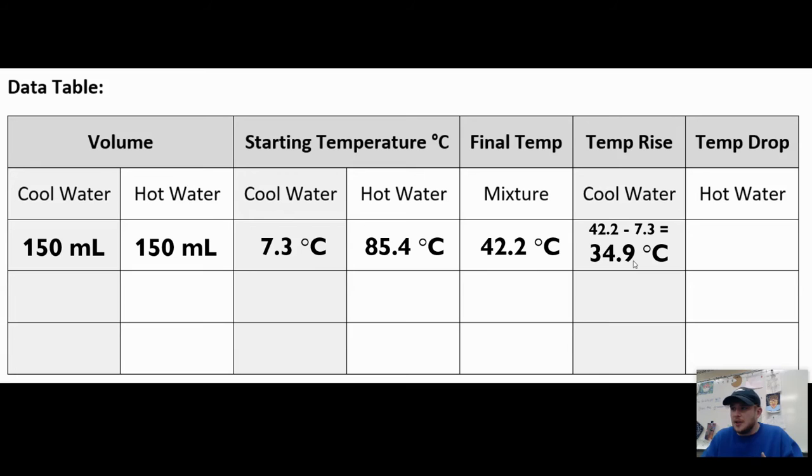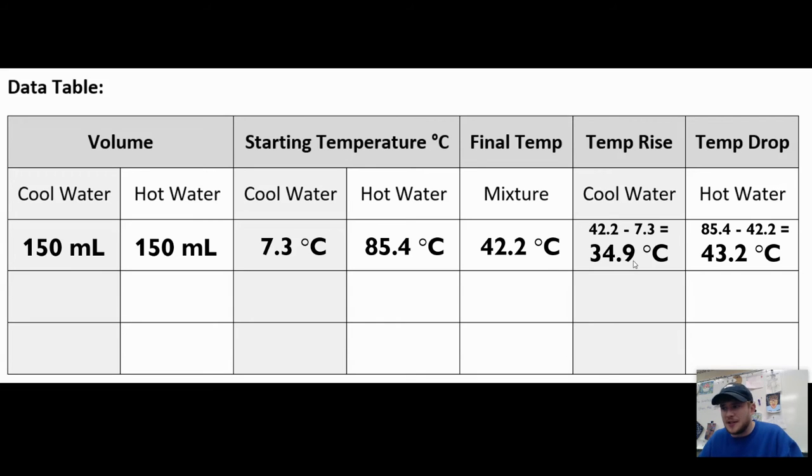Well, how much did the hot water drop then? Well, the hot water was at 85.4 degrees Celsius. It dropped down to 42.2 degrees Celsius, just like the cold water warmed up to 42.2 degrees Celsius. So how much did it drop? Well, you take your hot water temperature minus your final temperature, which was the 42.2, and you get 43.2 degrees Celsius. All right, fair enough. So our cold water rose by almost 35 degrees. Our hot water dropped by about 43 degrees. Interesting, okay? Well, that's kind of what we're looking at here.